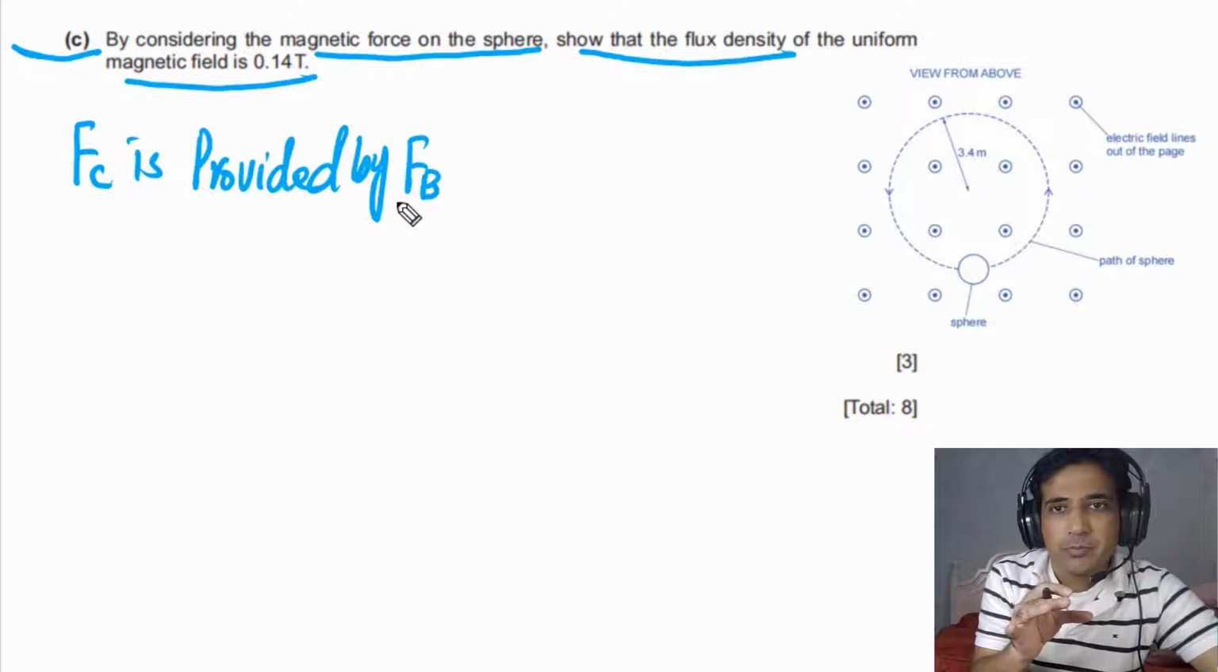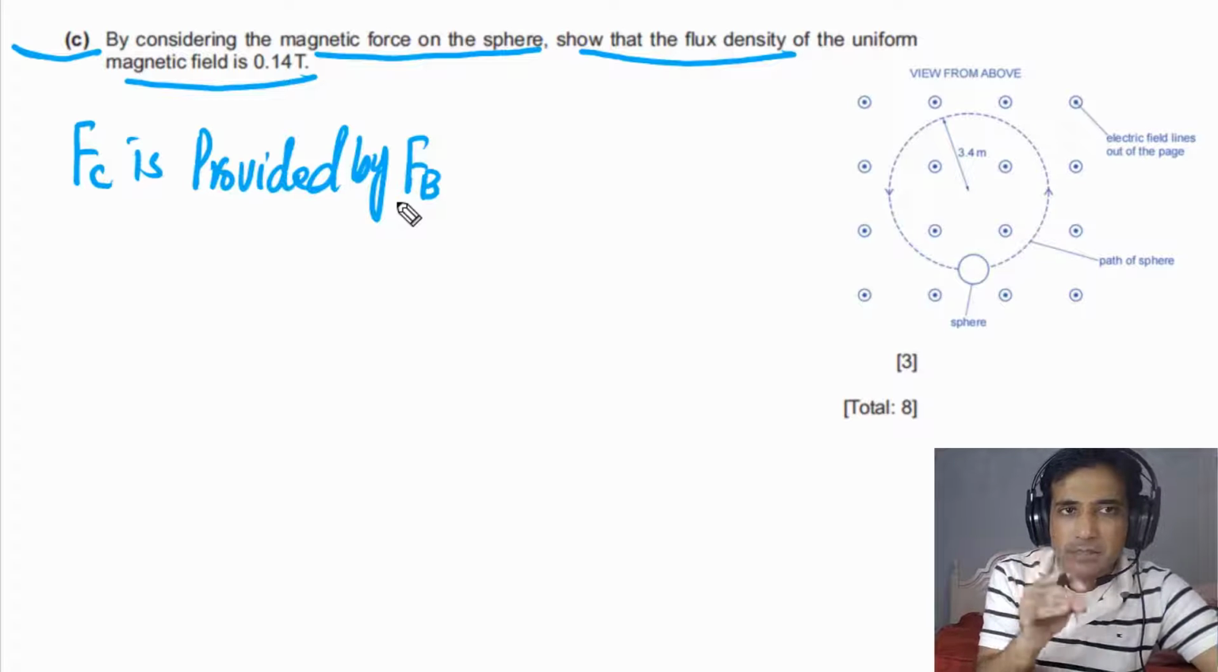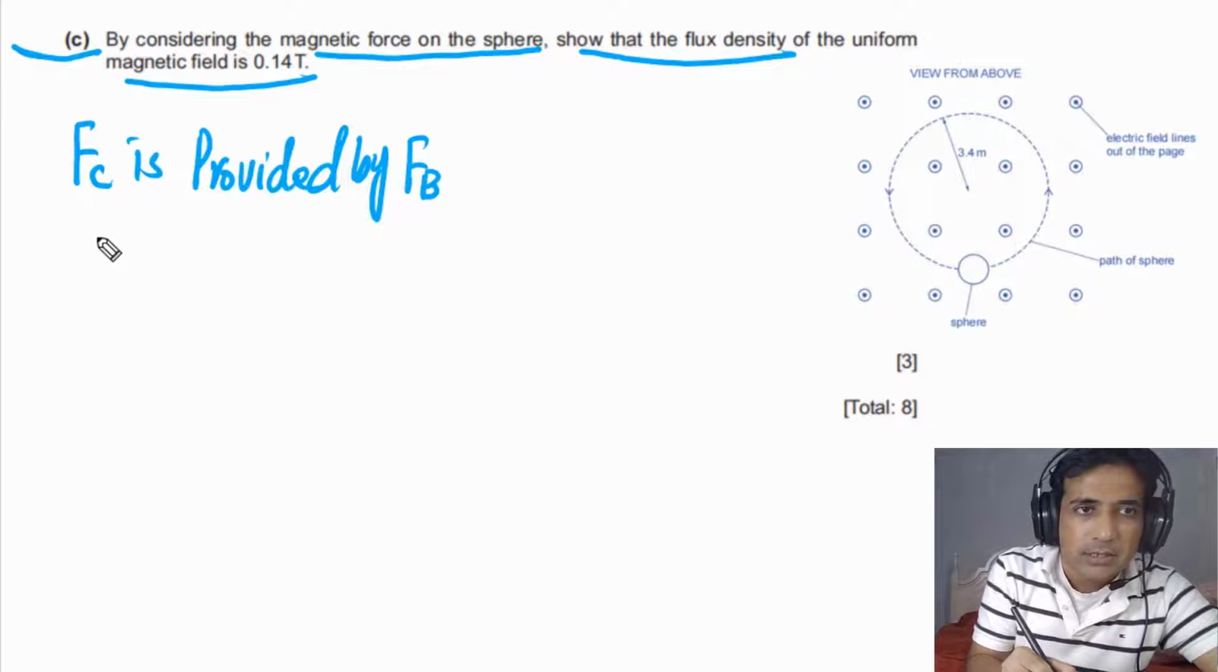So a very important point, you have to understand this. Centripetal force is not a force by itself. Centripetal force is a resultant force due to other forces. In this case, the resultant force in the horizontal plane is only magnetic force. So we can say in this case FB is equal to FC.